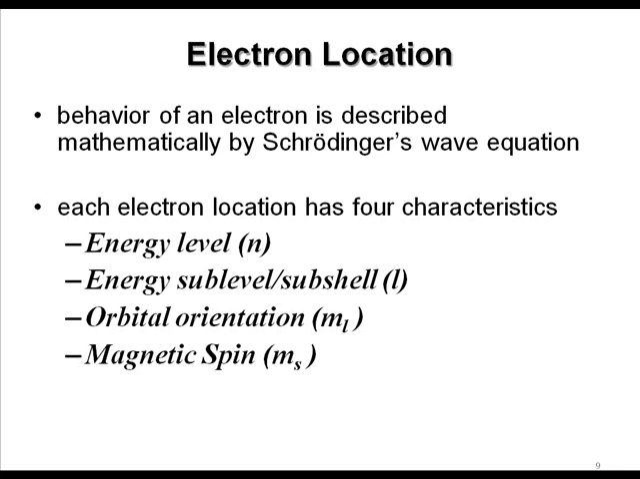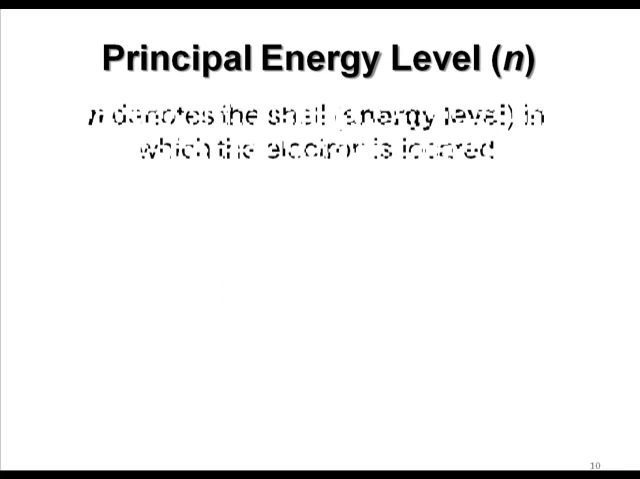And that electron is going to have a certain energy level or shell. It's going to have a subshell, and that subshell or orbital is going to have a specific orientation, and the electron has a certain spin. So what we're going to do is look at how every electron in a given atom has these four characteristics.